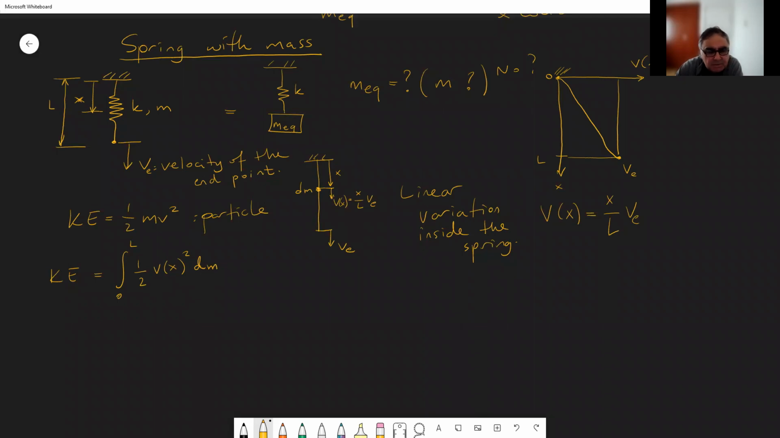Do you understand this? We are adding up all these small contributions to kinetic energy. So this will be 1 over 2 integral from 0 to L of x squared over L squared times VE squared times dm. What is dm though?